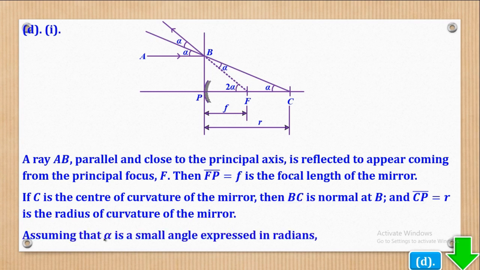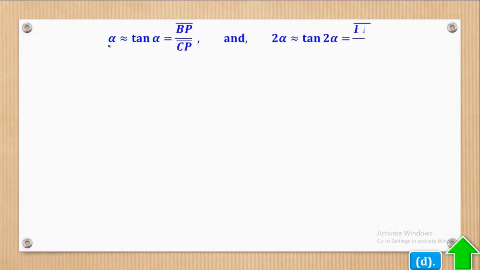So assuming that alpha is a small angle expressed in radians, what happens? So before we see what happens, let's see marks for this slide. So this for the correct diagram, this for identifying the focal length, this for identifying the radius of curvature on the diagram. So assuming that alpha is a small angle expressed in radians, it implies that alpha approximates to tan alpha and 2 alpha approximates to tan 2 alpha.